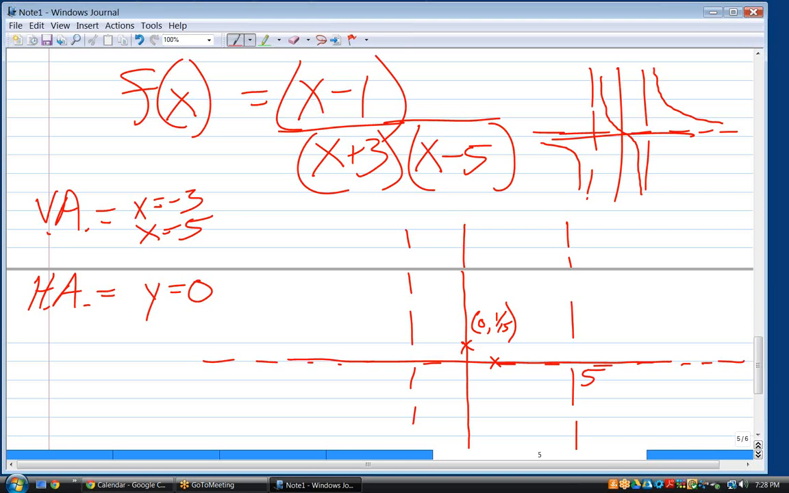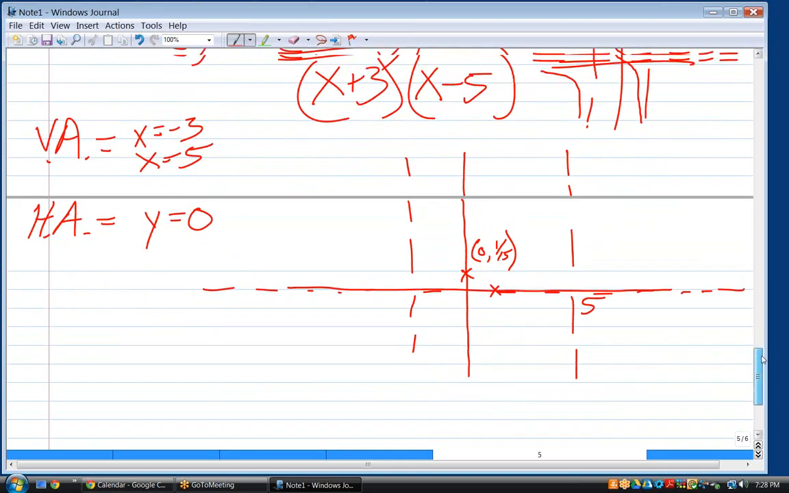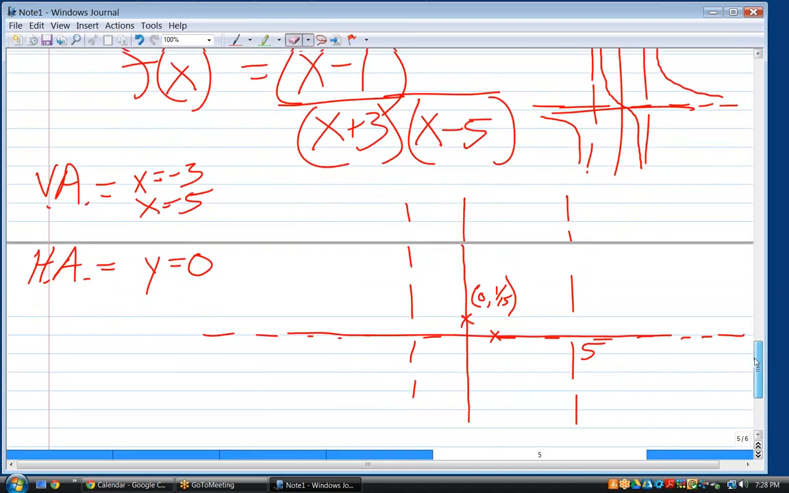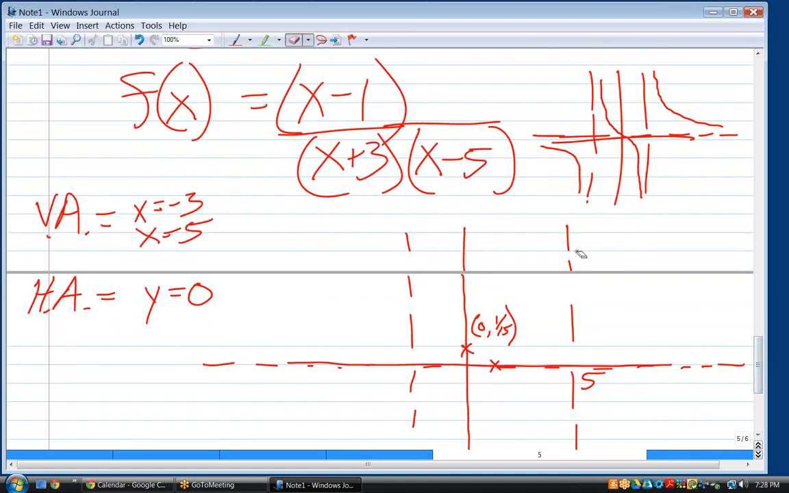But you never know whether you're in this quadrant up here or this quadrant down there. So if I really want to graph this thing properly, I have to know that answer. How am I going to figure out whether my graph looks like this, or maybe it looks like this and the other end is up there? How can I figure that out? You can plug in a value greater than 5 into x. Okay, let's plug in 6.